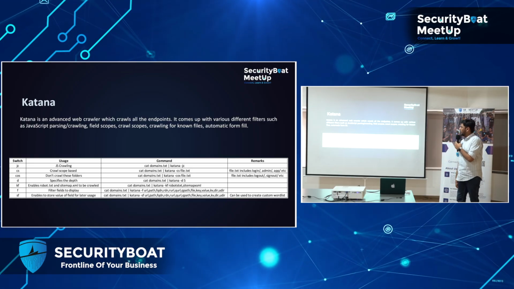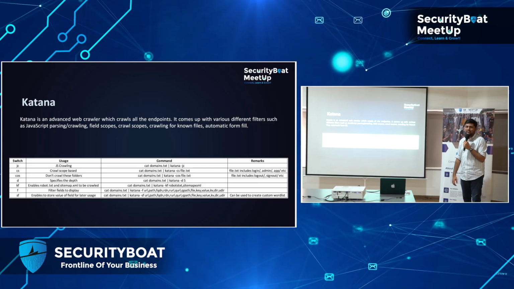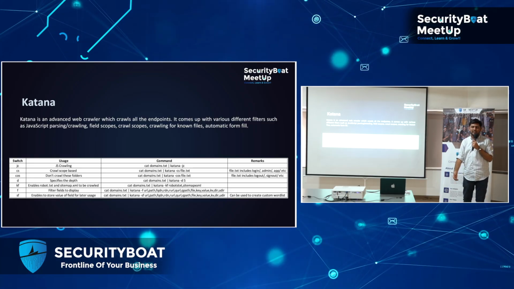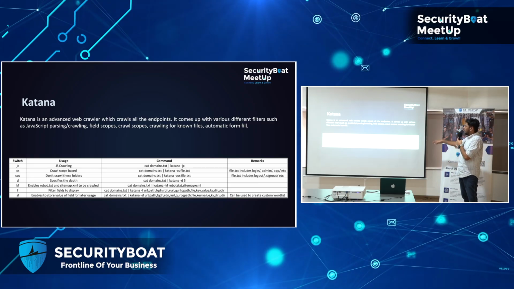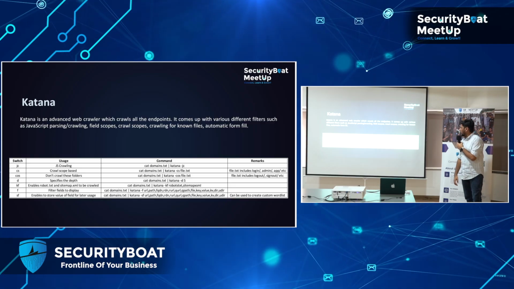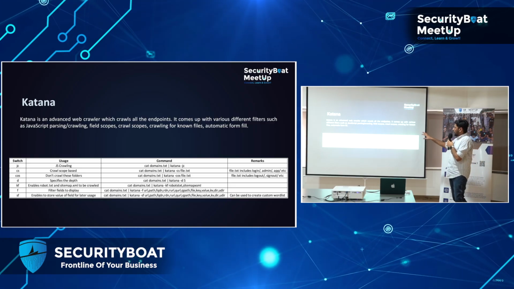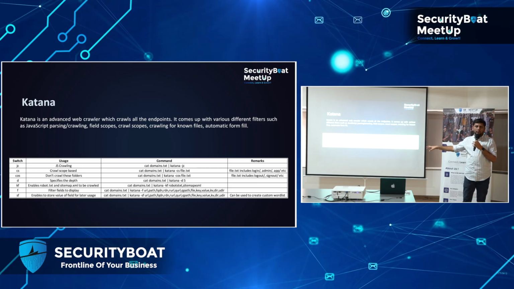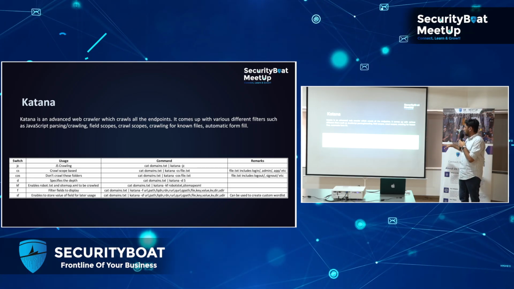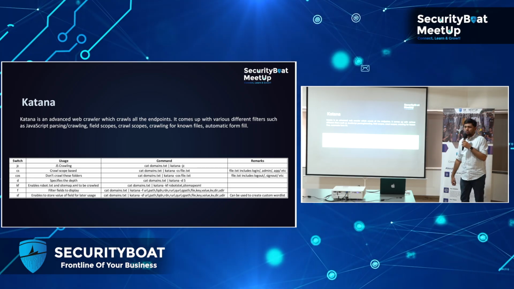However, Katana is an advanced web crawler, okay? Just like your Wayback URLs, your urlscan.io. It's an advanced web crawler that crawls all of your endpoints. What Katana does is it also crawls for JS endpoints as well, okay? So you can crawl JS files.